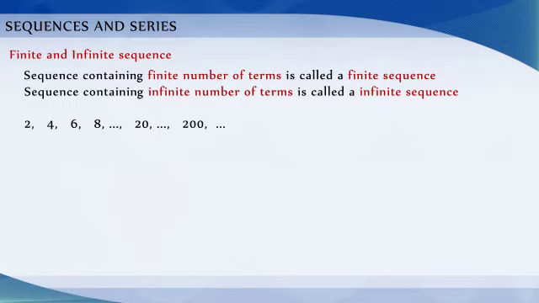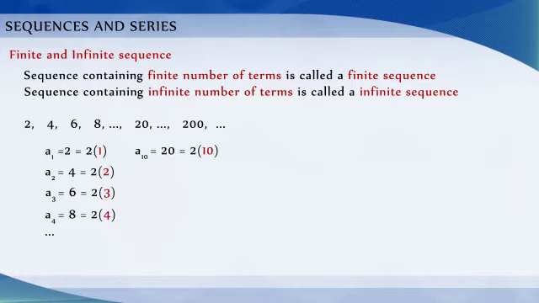Consider a sequence of even natural numbers. Here, the first term is 2, second term 4, third term 6, fourth term 8, etc. 10th term will be 20, 100th term is 200, etc. Hence, we can write the nth term, that is the general term of this sequence, as 2n.